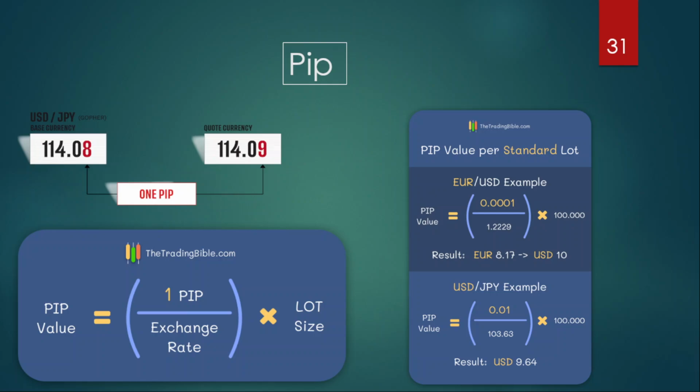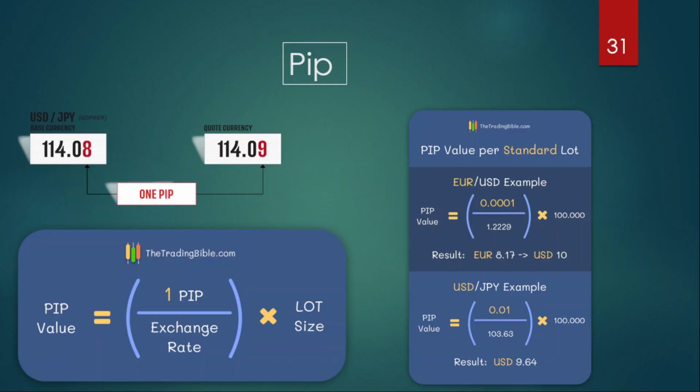We all know that a standard lot is 100,000 units, and then we have a micro lot, which is 10,000 units, and then a mini lot, which is 1,000 units. They are all equivalent to those units. Standard lot is equivalent to 100,000 units. Micro lot is equivalent to 10,000 units, and mini lot is equivalent to 1,000 units.